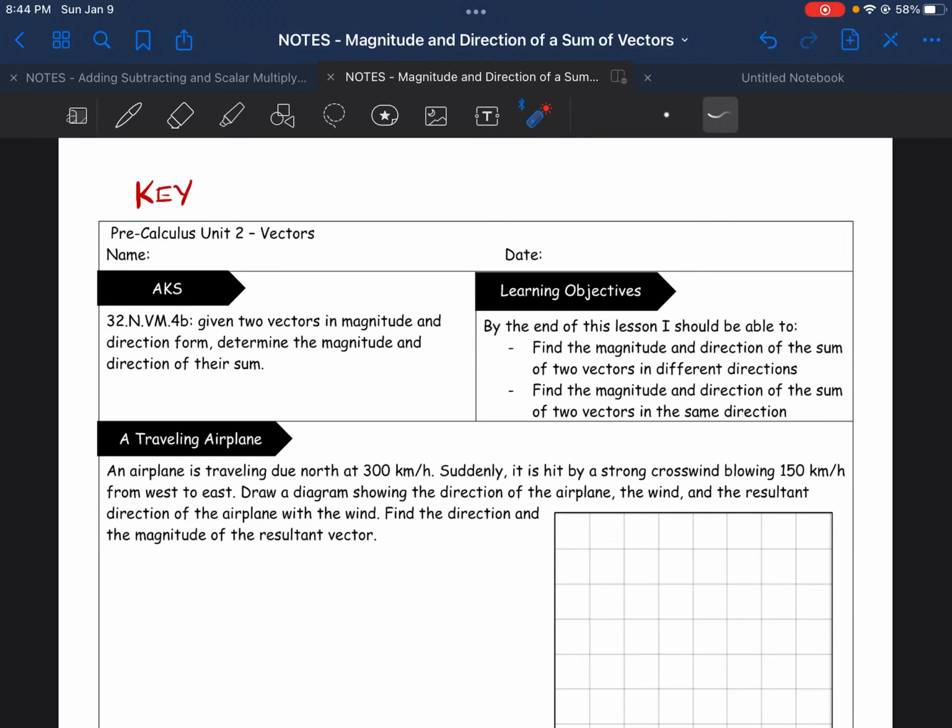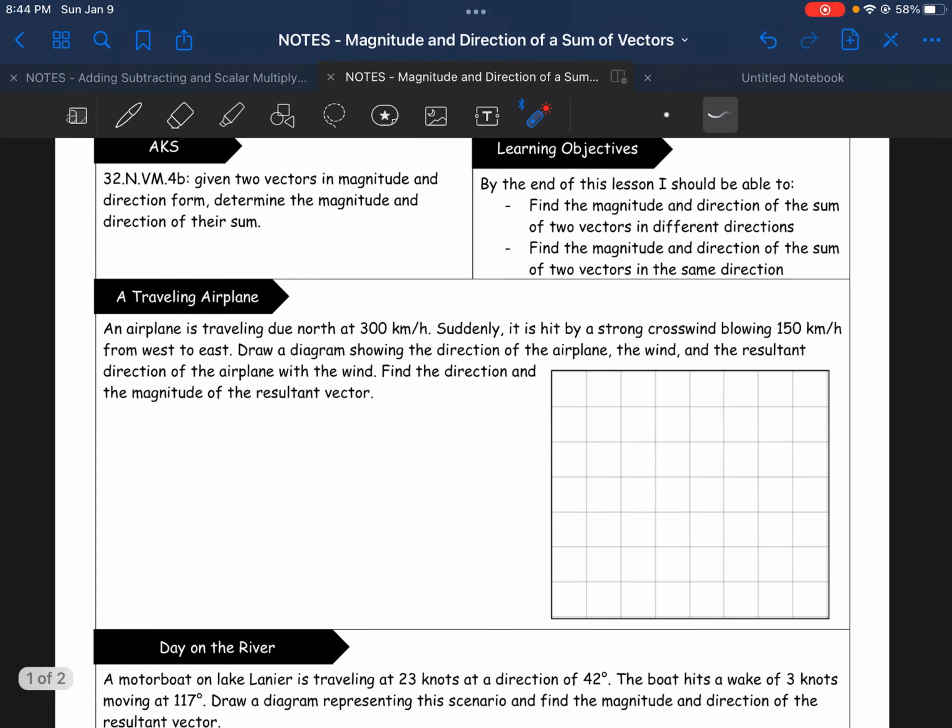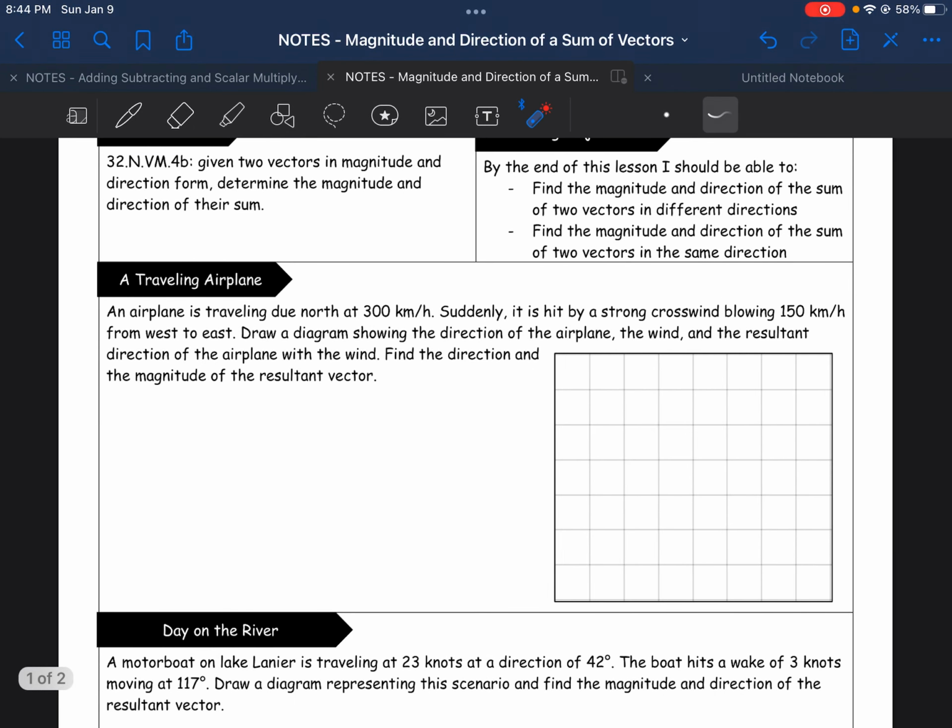In today's notes, we're going to look at the magnitude and direction of a sum of vectors. Let's go ahead and get started. By the end of this lesson, we should be able to find the magnitude and direction of the sum of two vectors in different directions, and find the magnitude and direction of the sum of two vectors in the same direction. Let's start by looking at an example about a traveling airplane.